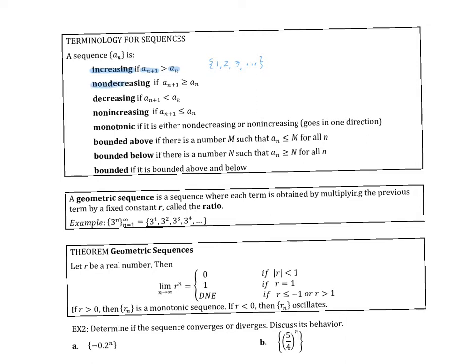That's not the same as saying non-decreasing. The difference between these two is that non-decreasing says the terms can get larger, but they can also be equal. An example of a non-decreasing sequence would be 1, 1, right? Not strictly getting larger, staying the same. 2, 2, 3, 3, and so on.